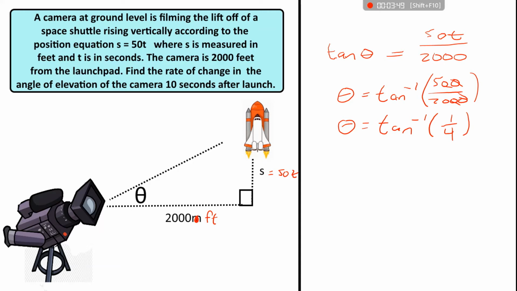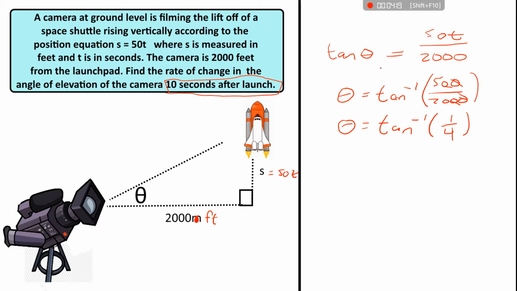Then I can also use this equation to get my derivative. So what happens if I derive this equation? I have a question. Why did you put 500 and not 50? Because we are 10 seconds after launch, so that would have been 50 times t, which is 50 times 10, or 500. I see. So this is our angle only at that exact second, 10 seconds after launch.